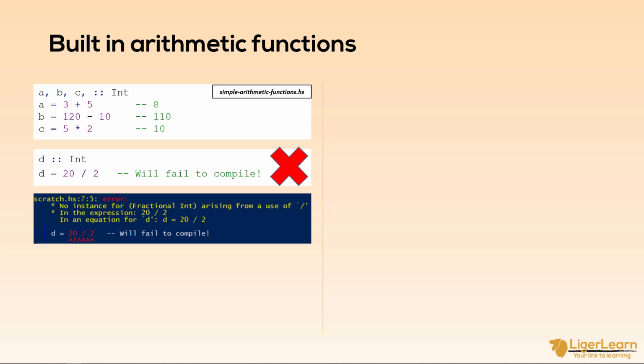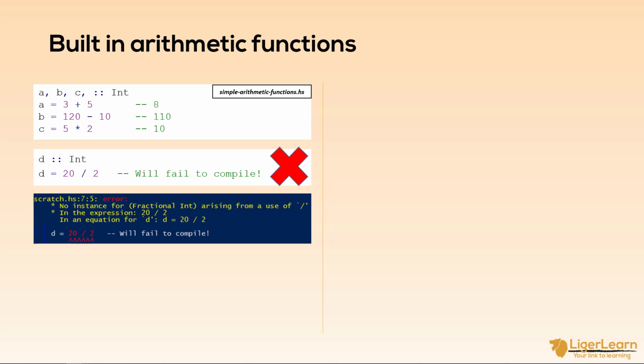No instance for fractional int arising from a use of division in the expression 20 divided by 2. What does that even mean? Well, to tell you the truth, you won't be able to truly understand this error until you have understood something known as type classes in Haskell, and we are not going to cover that until later in the course. So for now, I'm sorry, but we won't be able to fully understand this error message.